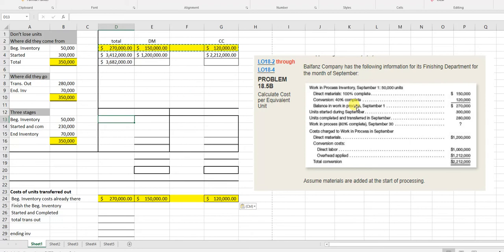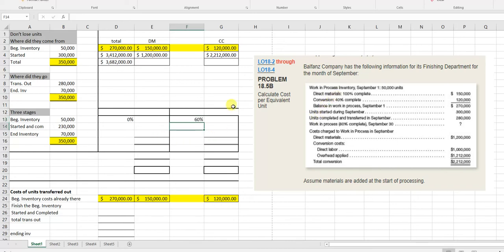Well, this problem says over here, assume the materials are added at the start of processing. So if the inventory was already there, the materials were already in them because they were started. So that's going to be 0%. Okay, this one over here, the conversion costs were 40% complete. So if they were 40% complete when I walked in the door, I had to add 60%.